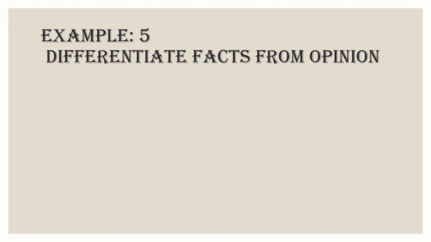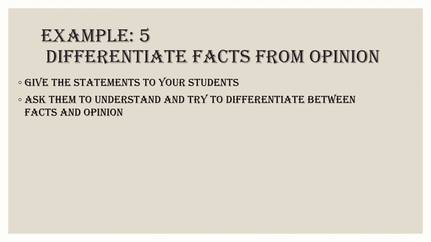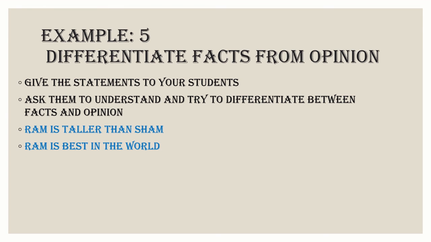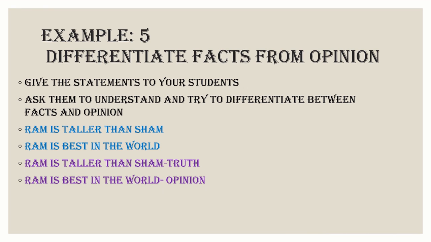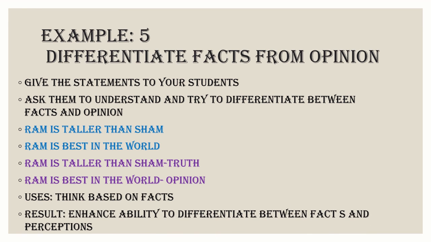The next example is differentiating facts from opinion. Give statements to your students and ask them to understand and differentiate between facts and opinion. For example, if you say that Ram is taller than Sham and Ram is the best in the world, in these two statements, Ram is taller than Sham is truth, but Ram is the best in the world is an opinion. By using this, the student will think based on facts, and as a result, this enhances the ability to differentiate between facts and perceptions.